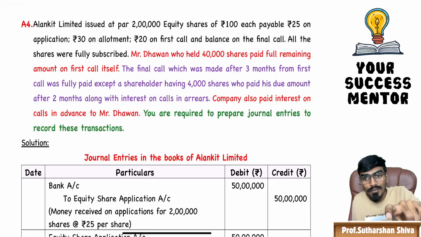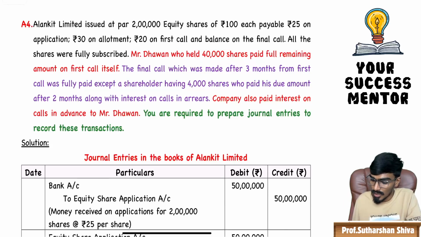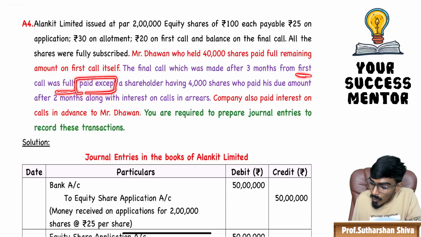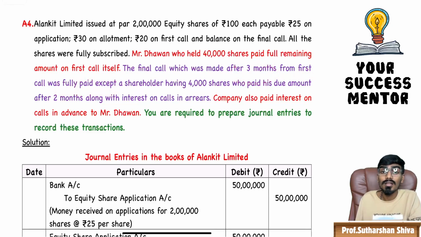So at the time of first call, don't write bank to share first call. Write bank to equity share first call, and calls in advance. Are you able to understand? To the extent of 40,000 you should do. The final call, which was made after 3 months from the first call, was fully paid. Why has this 3 months been given? To calculate the interest. Perfect.